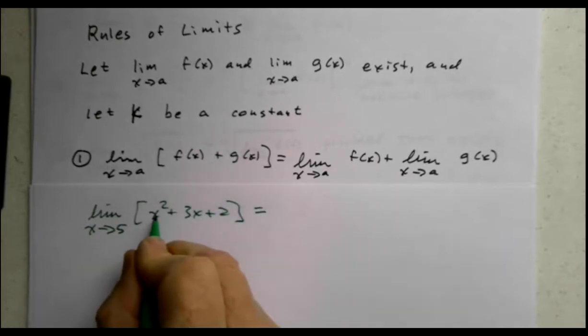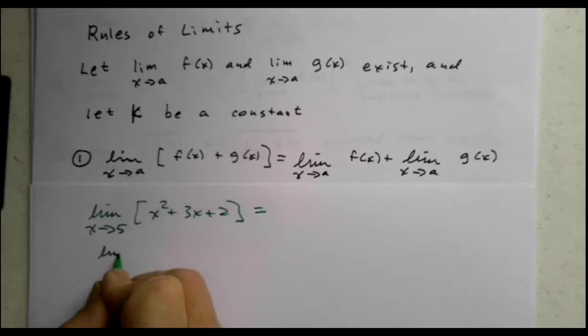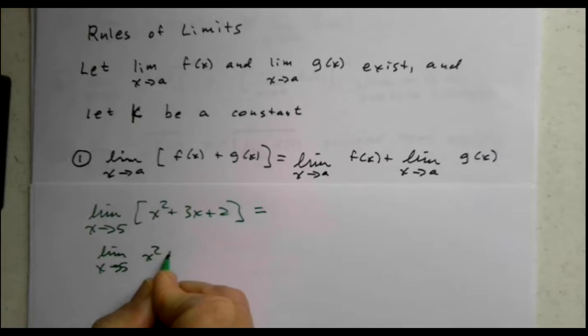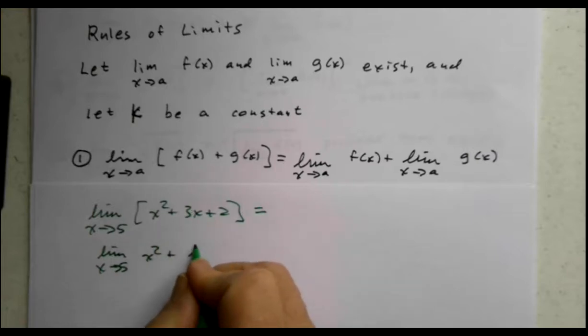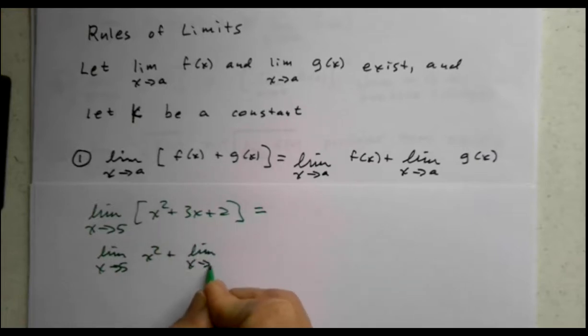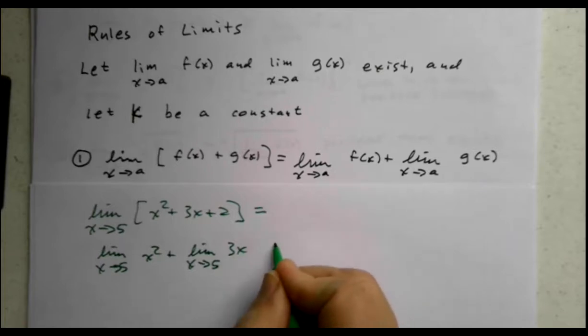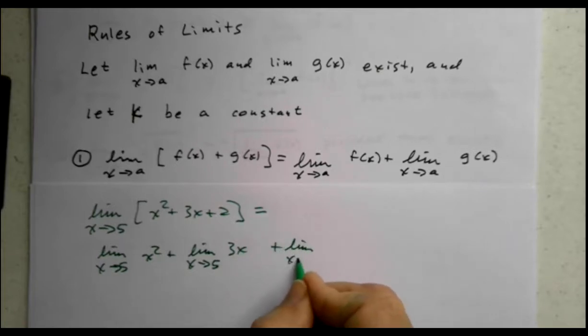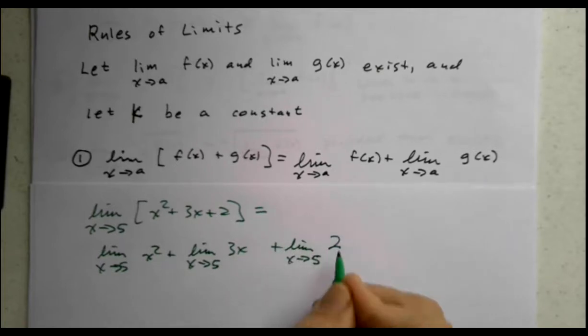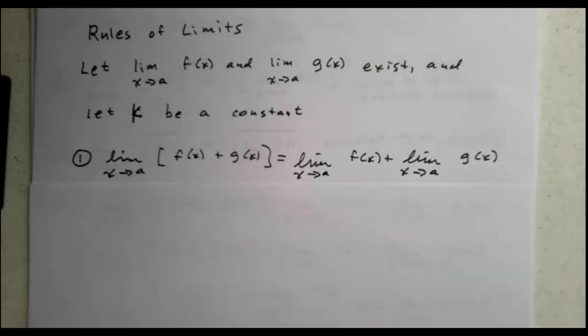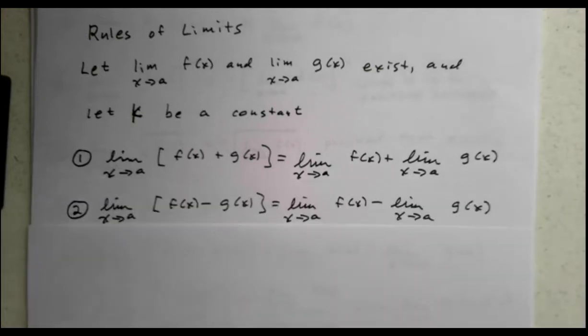So that would just be the limit as x approaches 5 of x squared plus the limit as x approaches 5 of 3x plus the limit as x approaches 5 of 2, whatever that means. As we look at our intro stuff, we can figure that out, but formally, that's our basic idea. The limit of the sum is the sum of the limits. Similarly, the limit of the difference is the difference of the limits.